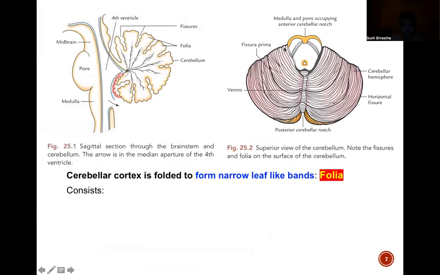After that, if you see the superior surface of the cerebellar hemisphere, the cortex is folded to form narrow leaf-like bands, and they are called folia. If you see from the sagittal section, can you see such types of structures? These structures are present in the cerebellar hemisphere. All these structures are called folia. The folia are narrow leaf-like structures.